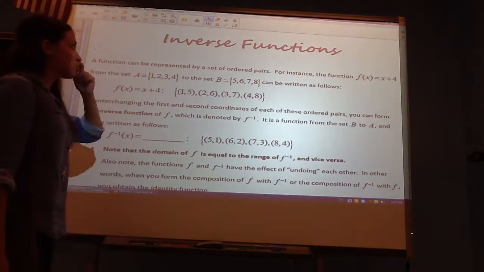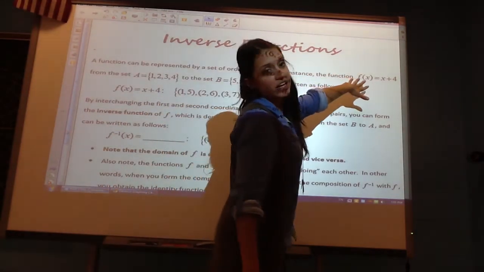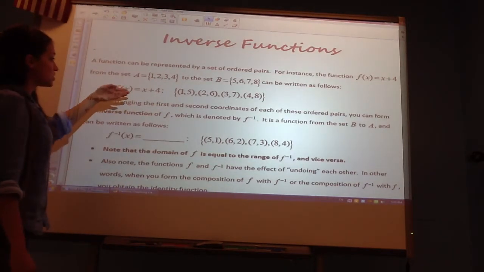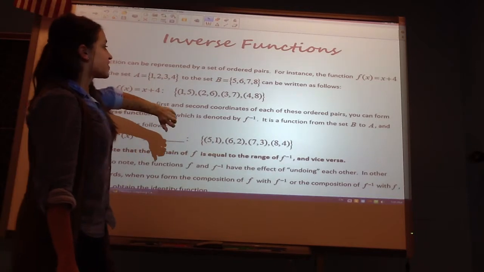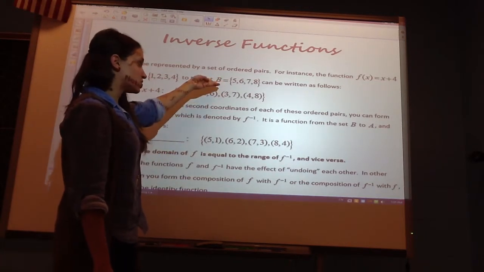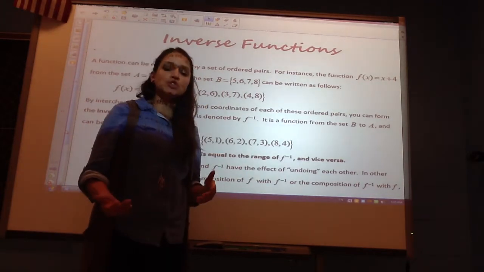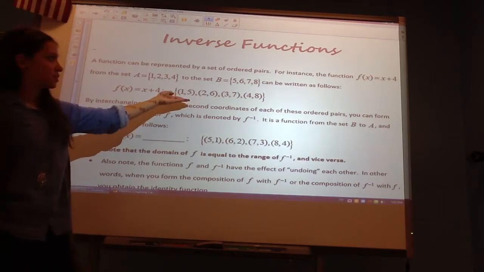A function can be represented by a set of ordered pairs. If we take this function, x plus 4, we could write it as a set of ordered pairs. If you notice here, all of our x values could be 1, 2, 3, 4. And then our range values, which is represented by the set B, could be 5, 6, 7, 8. Or more traditionally, we look at that as an ordered pair, which is represented right here.